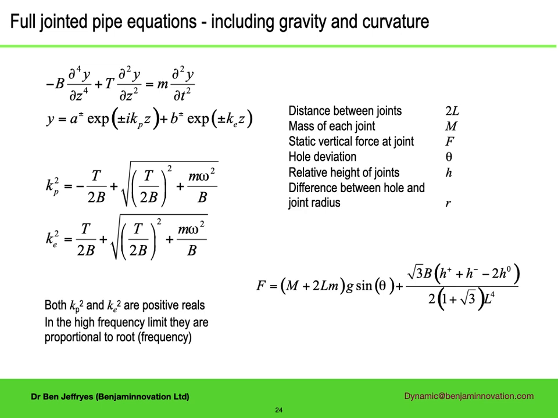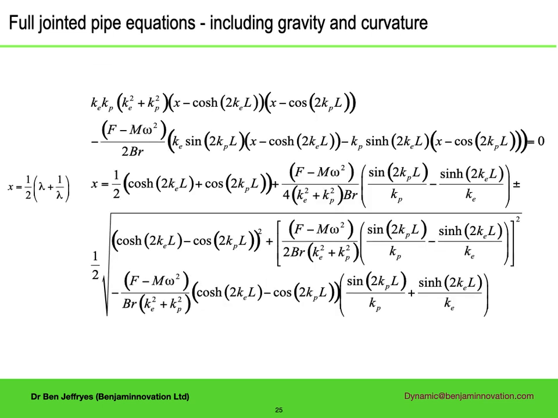It is the boundary conditions at the joints that have the rolling condition, and since the joints are moving, there is also inertia. At lower right, I have written down what the static vertical force looks like at each joint. It has a gravity term, the weight of the whole pipe length. The distance between joints is here 2L, and also a curvature term that depends on the relative height of the joints in front and behind. If there is positive curvature, this term will be positive, negative curvature, and it will be negative.